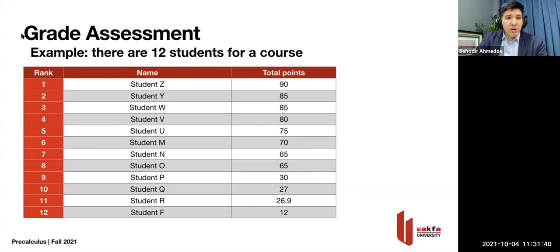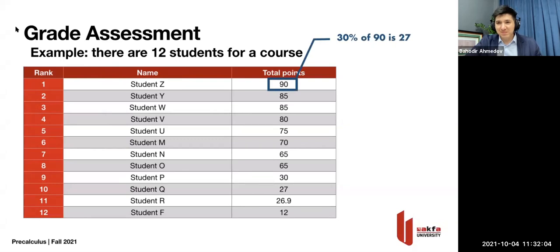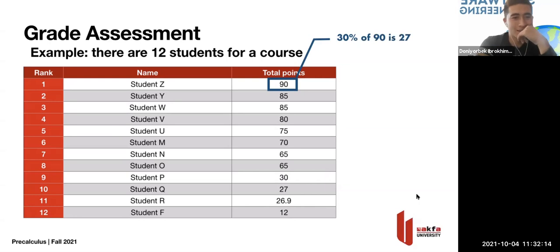We are going to fail all of the students who got less than 30% of the maximum grade, which is the cut line. We calculate the cut line by taking 30% of the maximum grade. For example, let's assume that the class has 12 students and student Z has got 90 points. What is 30% of 90? Yes, 27.